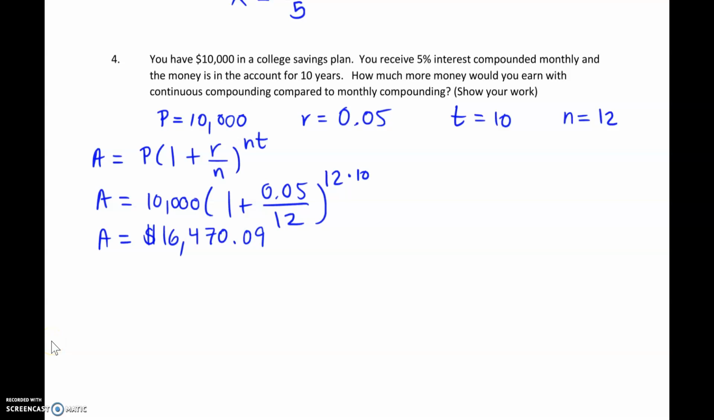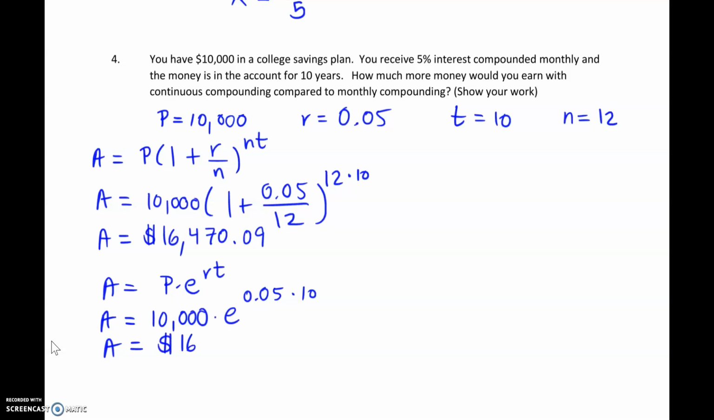All right, our continuous compounding, we use the formula A equals P times e to the power of RT. Again, using the same principle, same interest rate, and then times 10 years. So our calculator again gives us the total for that, and that's $16,487.21.